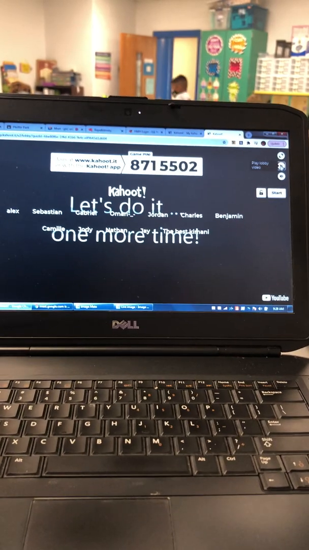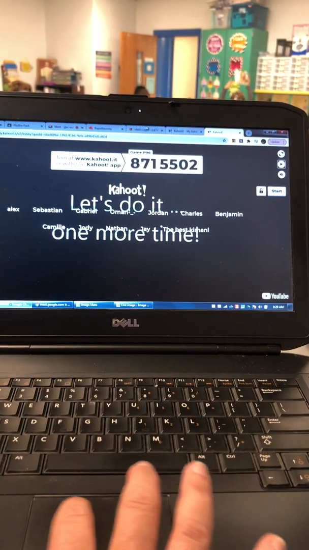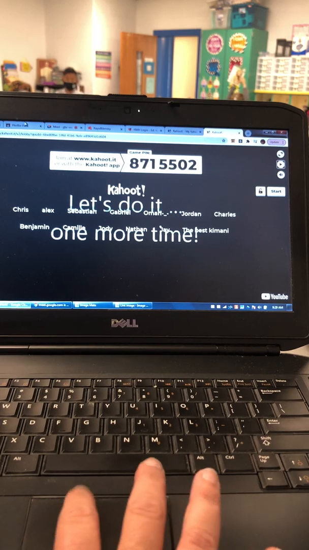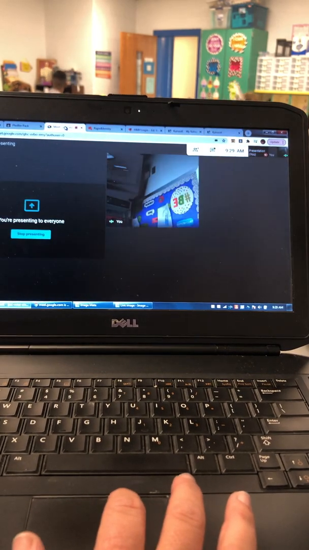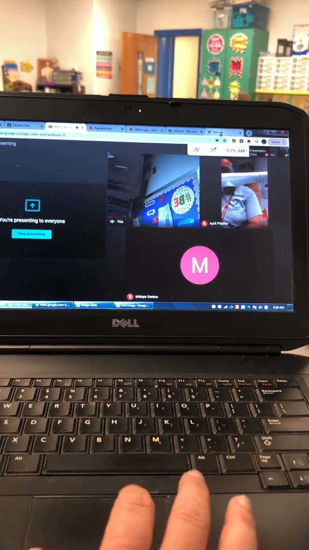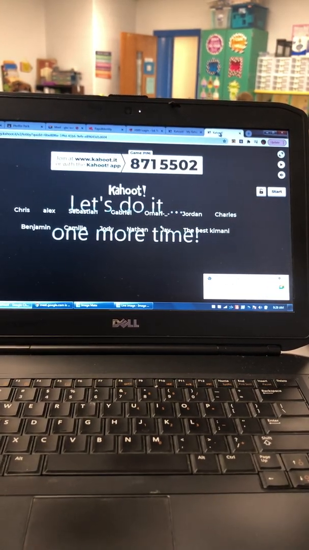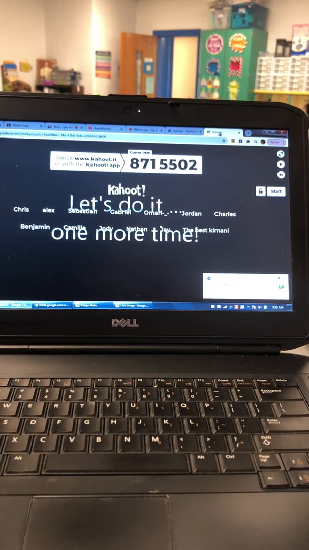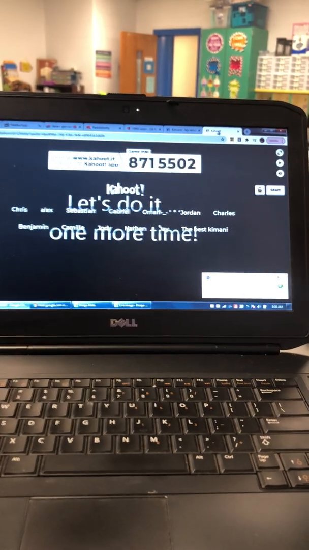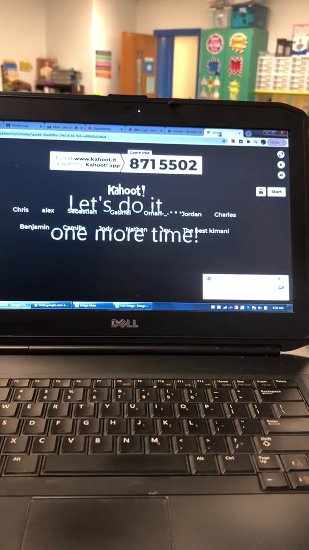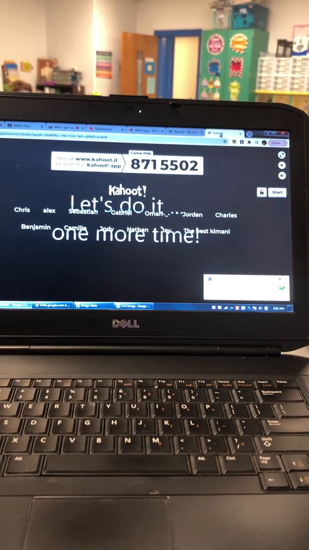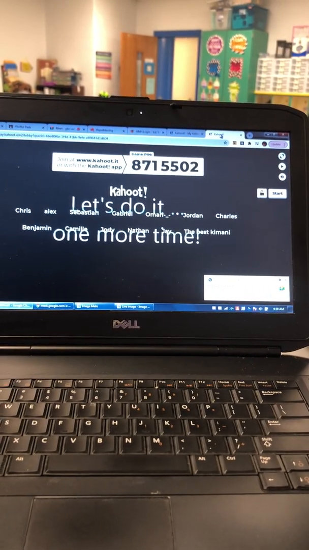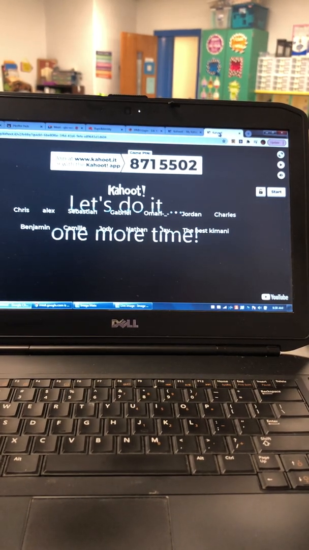You're gonna have two different screens, like right up here. One's gonna be the one where you're looking at my screen, and then the other one's gonna be the Kahoot screen. Because you're going to have to be able to see the questions, because you're only going to be able to see the questions on mine. And then you're going to have to answer it on your page.